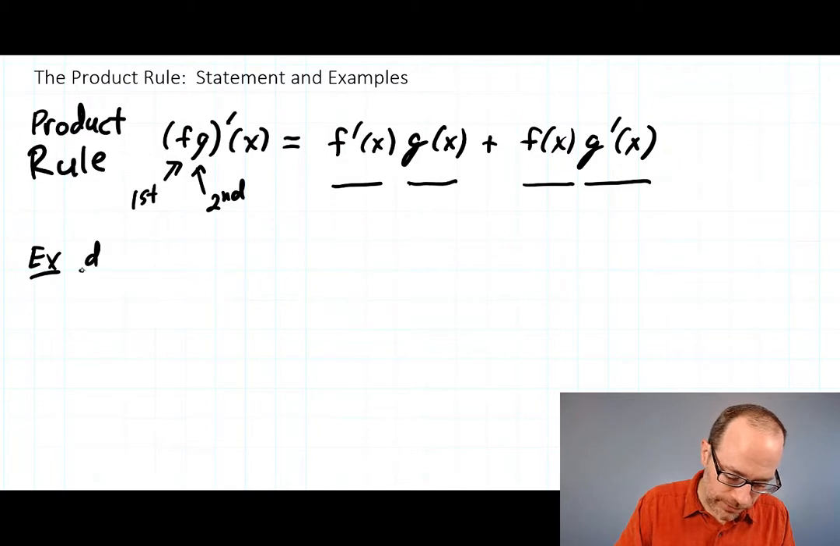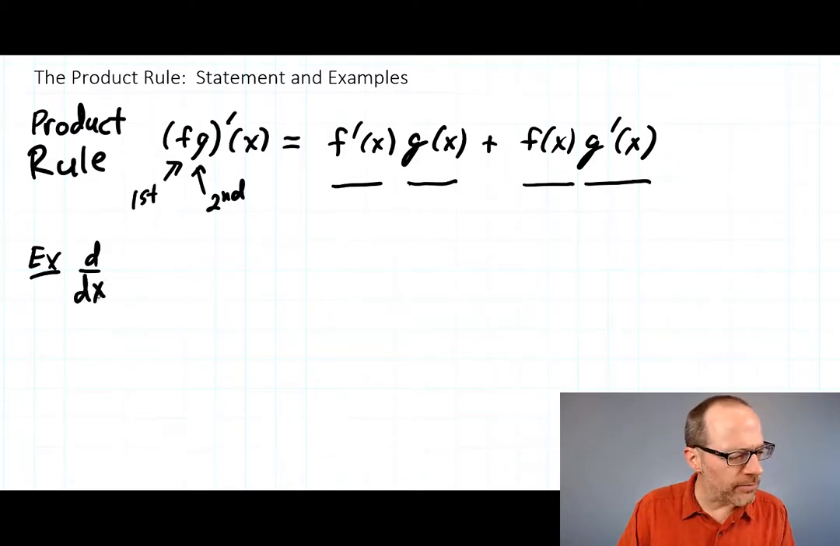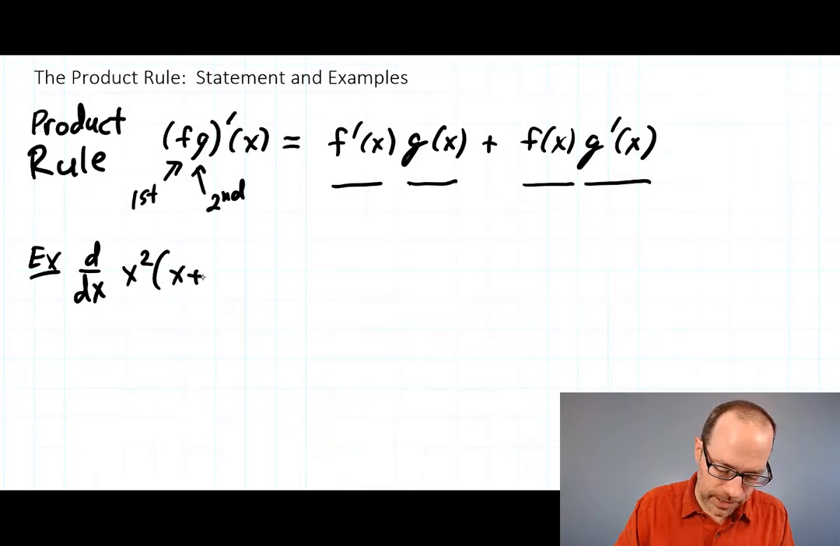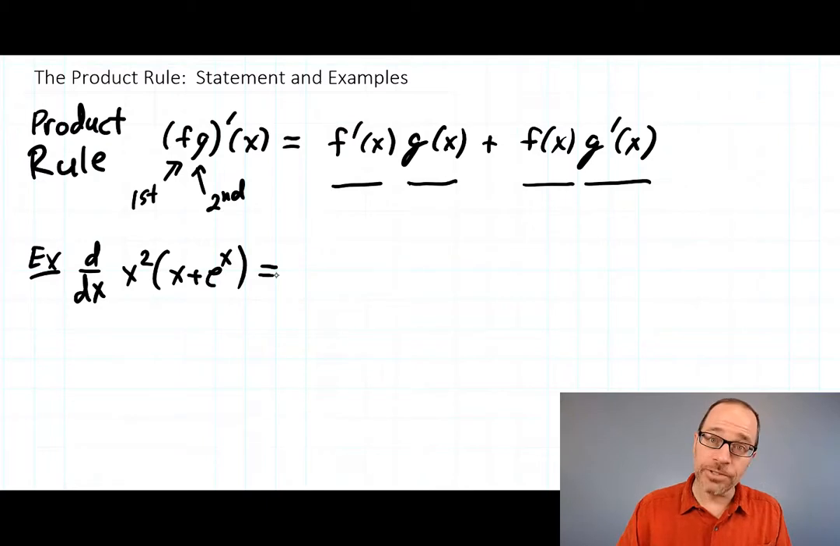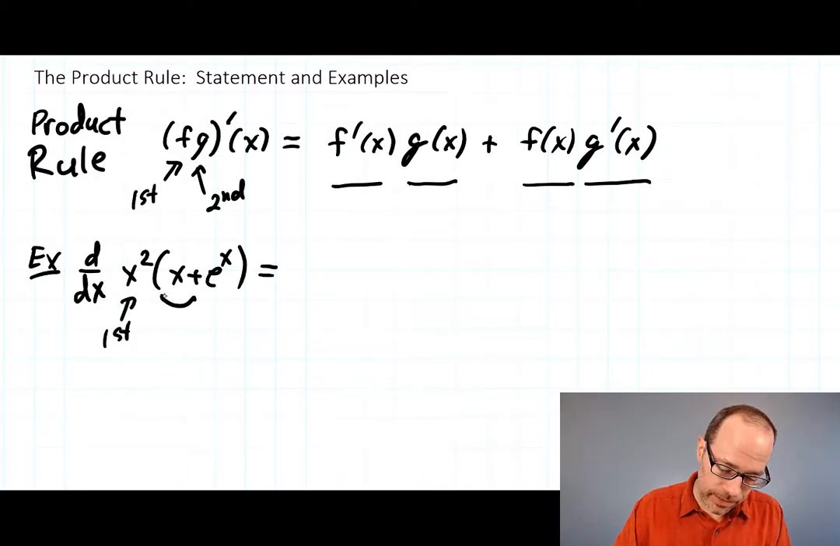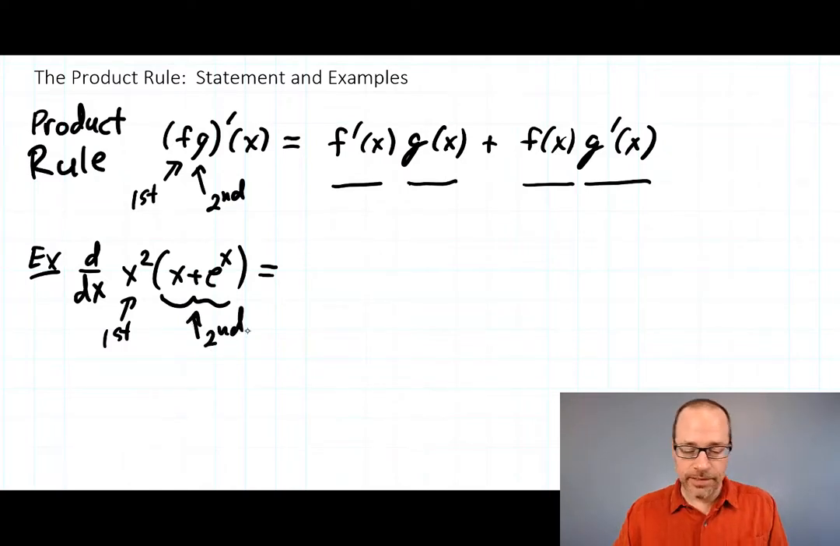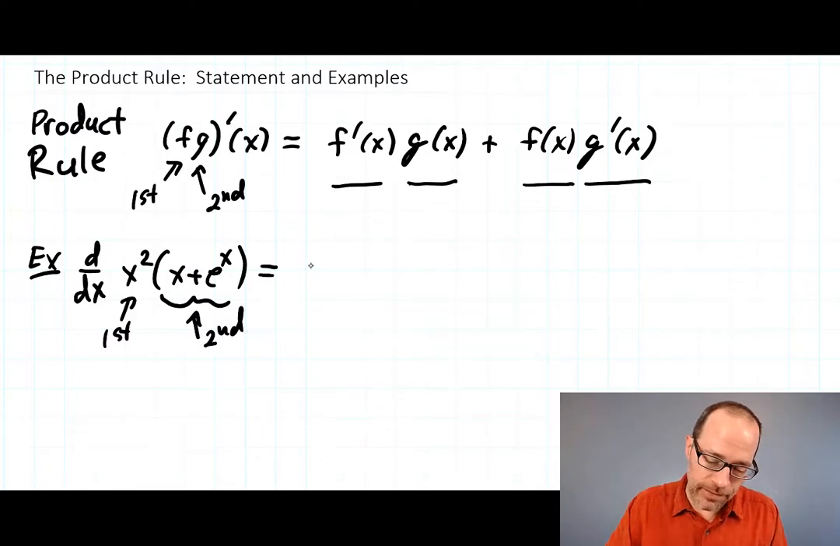Let's do the derivative of x squared times x plus e to the x. All right, so this x squared, that's the first term, and the x plus e to the x, that's the second term. So the product rule says take the derivative of the first, so that's 2x, and leave the second alone, just copy it over.